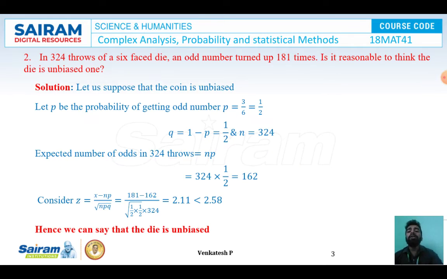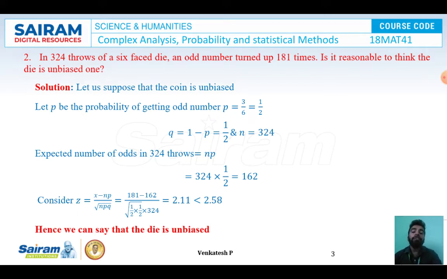Example number 2. In 324 throws of a 6-faced die, an odd number turned up 181 times. Can we think that the die is an unbiased one? Same as the previous problem, here also we first formulate the hypothesis. The hypothesis says that the die is an unbiased one.